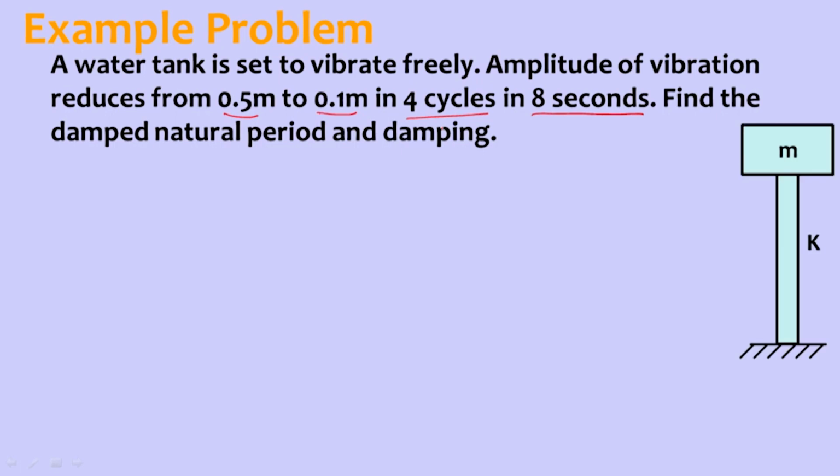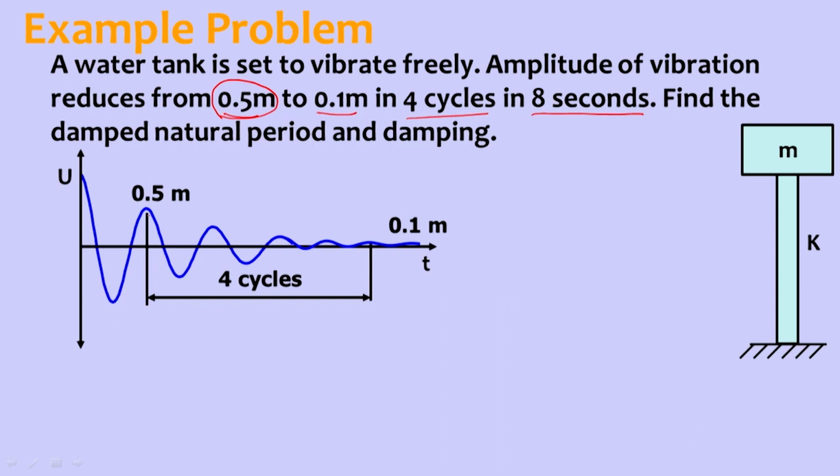Now if we see this picture, this is the static equilibrium position, and for setting up vibration, we need to give initial displacement or initial velocity. In this example, we are giving initial displacement to the system. So 0.5 is the initial displacement, and after 4 cycles the displacement amplitude is coming to 0.1. That means damping is present in the system.